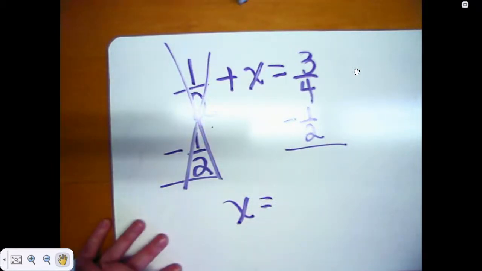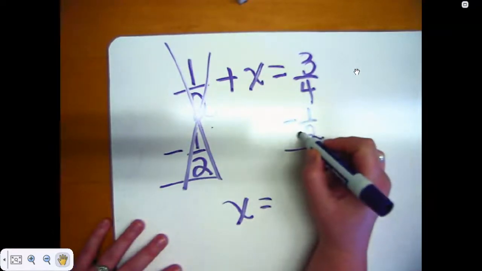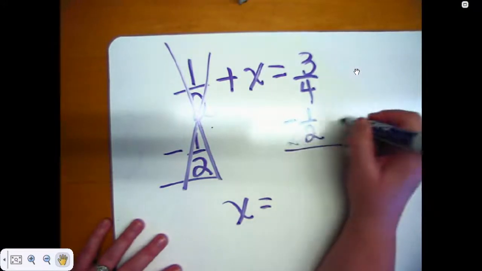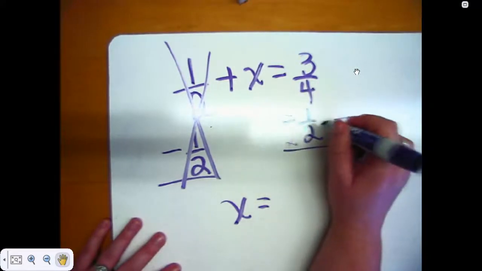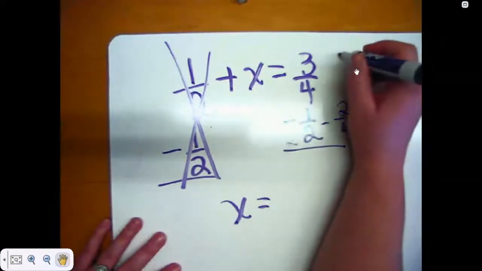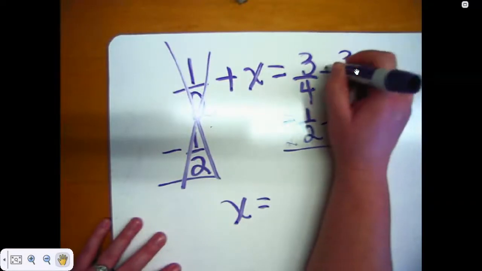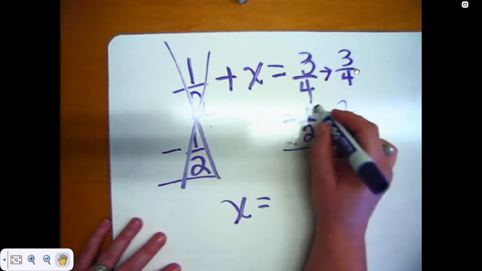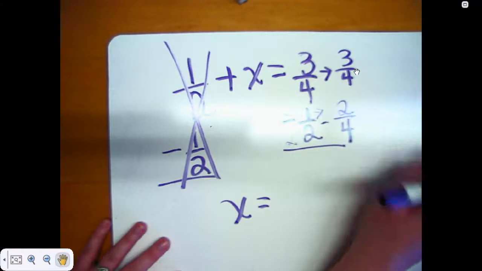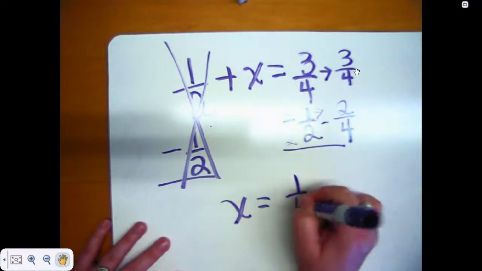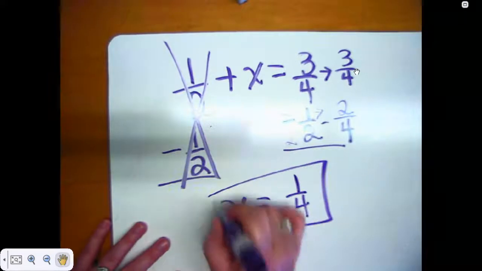Now, there was one thing about adding fractions that we can't forget, and that's that we need a common denominator. In order to get a common denominator, we would do 2 times 2, because we could use 4 as our common denominator. Whatever you do to the bottom, you have to do the top. So this would become negative 2/4, and we just bring the 3/4 over. So now this says 3/4 minus 2/4, which would give us 1/4. So x is equal to 1/4.